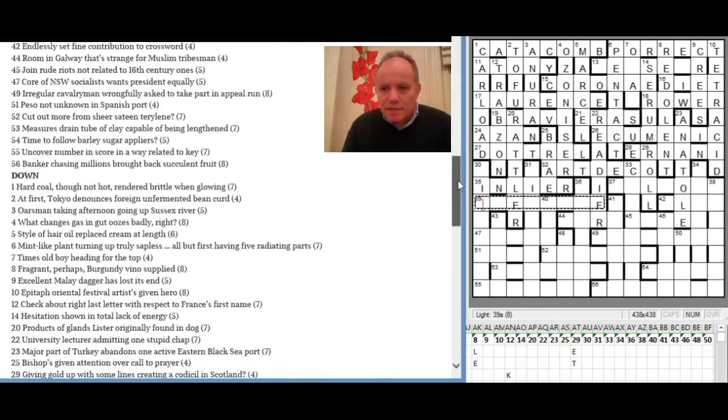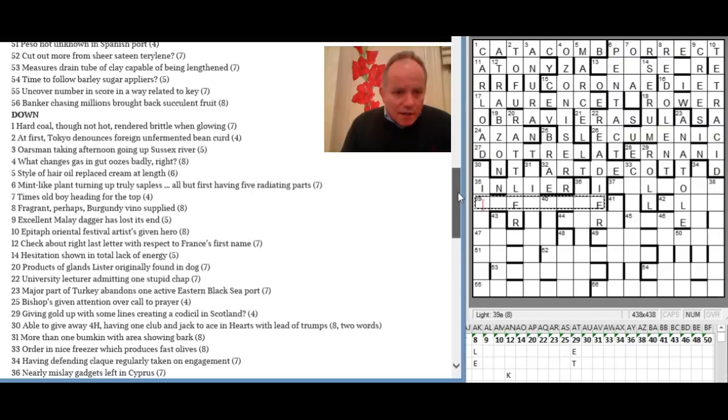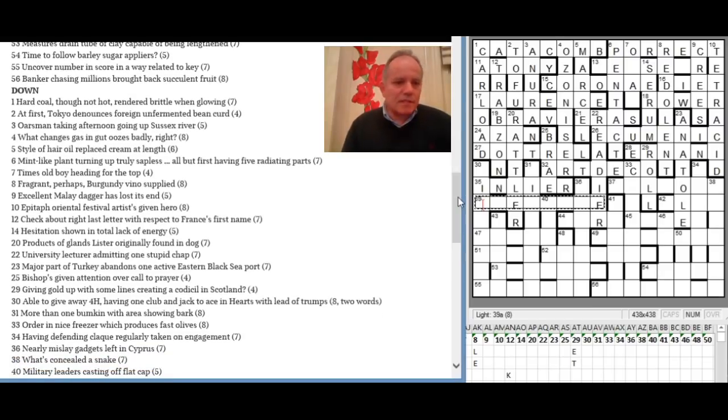Gonna have to try some downs now. 30 down with an I second, and this will give us loads of first letters. Able to give away 4H, having one club, and jack to ace in hearts with lead of trumps. What a very contrived bridge clue.